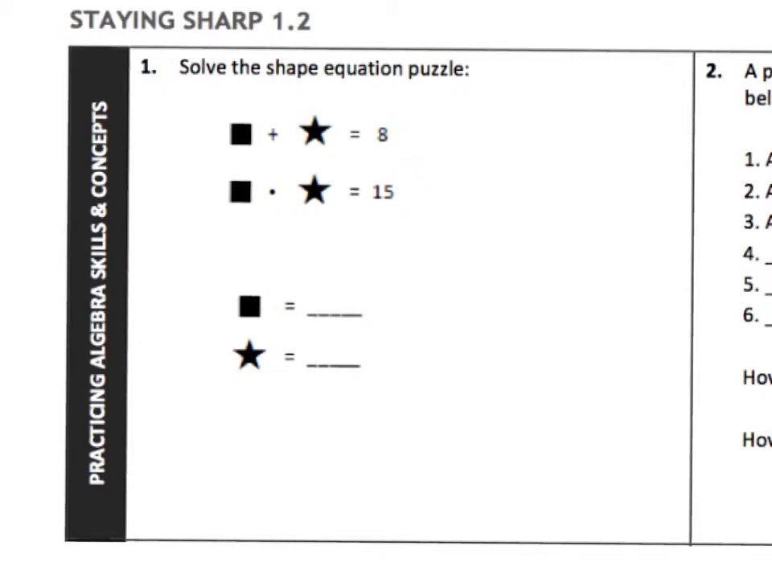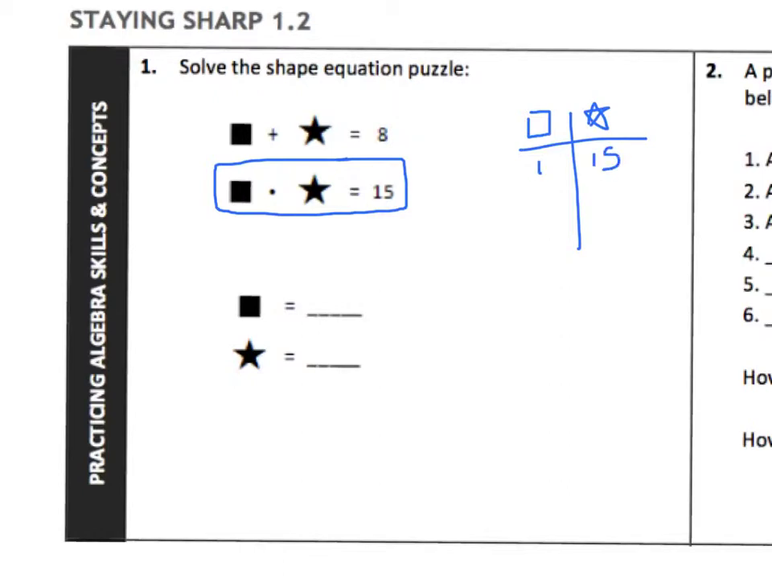Now, here's my thought process. I'm going to actually start with this guy, because there are only a few numbers that when I multiply them together, I get 15. 1 times 15 makes 15, but 1 plus 15 doesn't make 8. I could go 3 times 5 to make 15, but oh, look at this. 3 plus 5 makes 8.